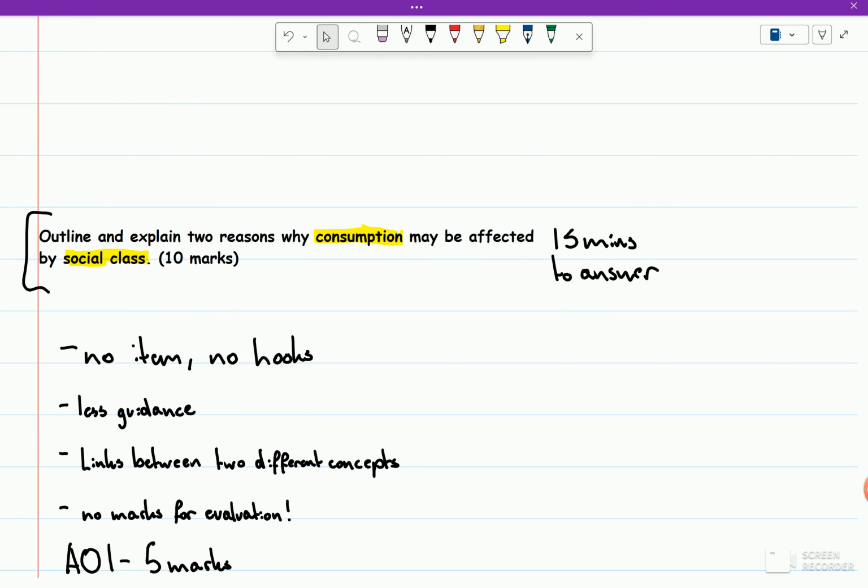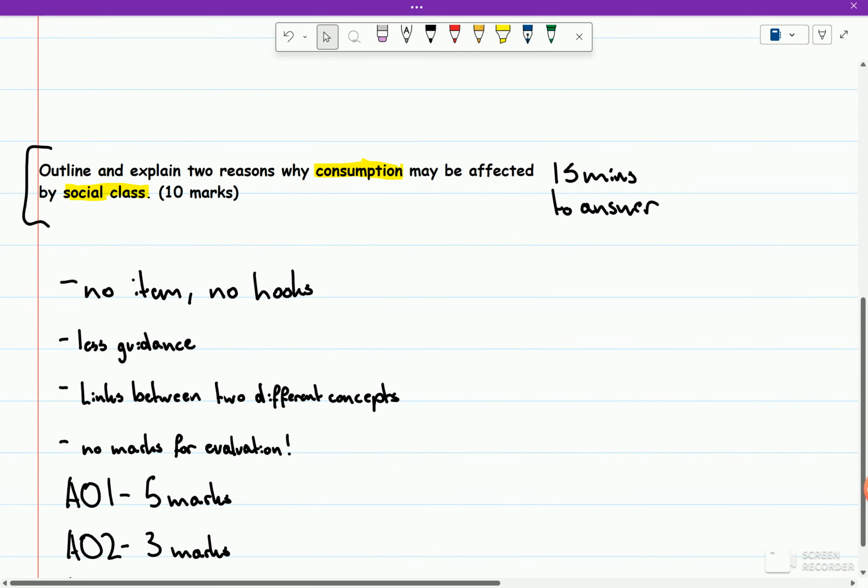You don't need to do an introduction. You don't need to do a conclusion. You don't need to evaluate points. You do, however, need to do analysis. And again, we can look into that in subsequent videos.